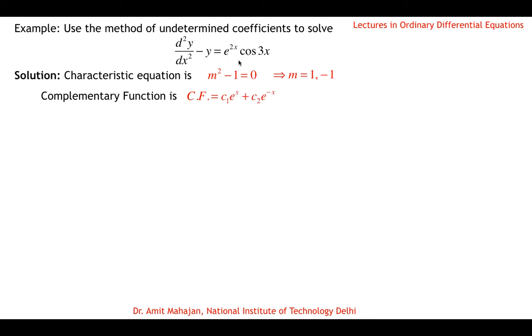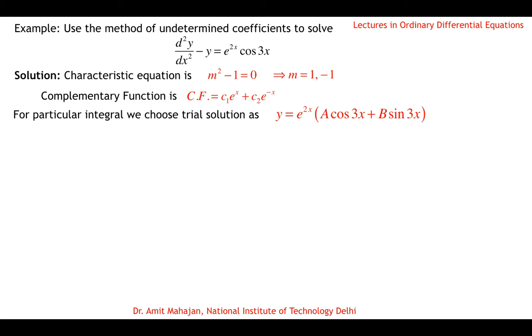Now the right-hand side function is exponential into cos, and this function is not in the complementary function. So we can write the trial solution as y equal to e power 2x into a cos 3x plus b sine 3x. Whenever you have exponential into cos, it is exponential into cos plus exponential into sine. Then we substitute this on the left hand side, equate, and find the constants a and b. So the first derivative and second derivative are required.